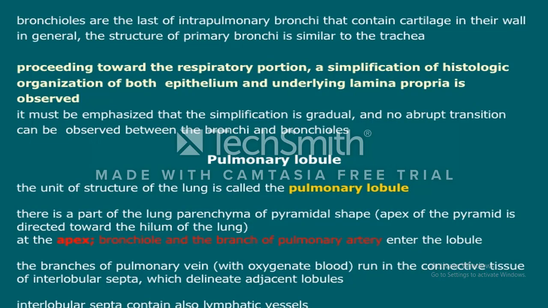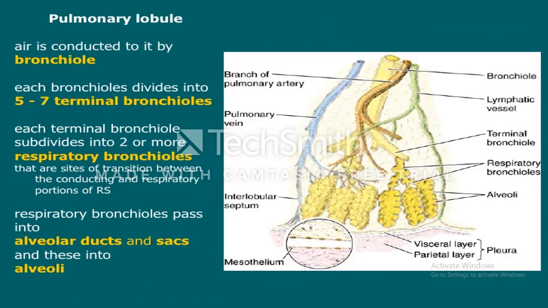Okay, this is the lobule, flat in the basal part and narrow in the apical part. Bronchiole, terminal bronchiole, respiratory bronchiole, alveolar duct, alveolar, consisting of alveoli. Okay, this is the visceral, parietal. Okay, very good.